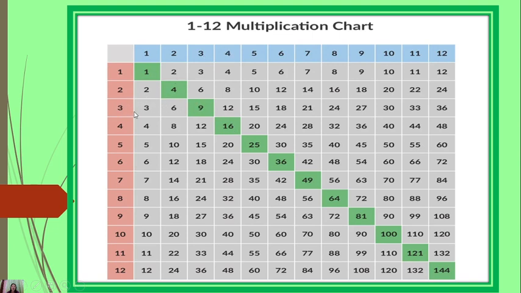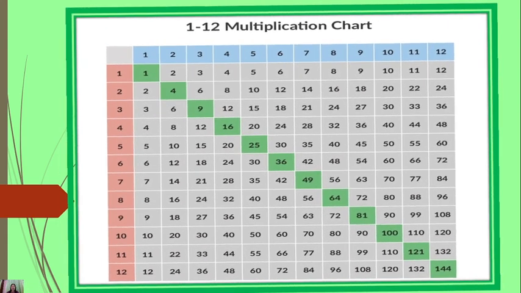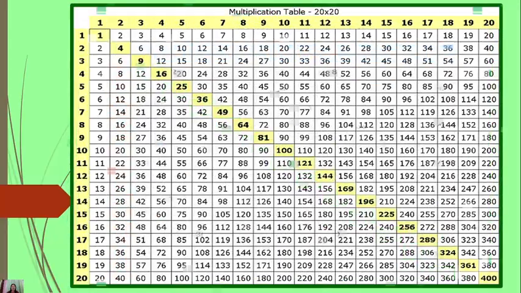16. 4 times 4 is 16. The same is true for 25, 36, 49, 64, that is 8 times 8, 81, 100, 121, 144. How about more than 144? Okay, so we have a multiplication chart or table 20 by 20. So if we have 144, that is 12 times 12.